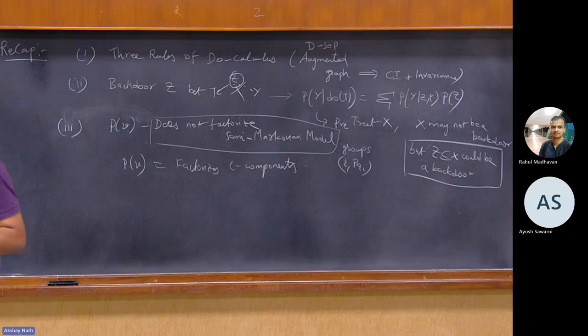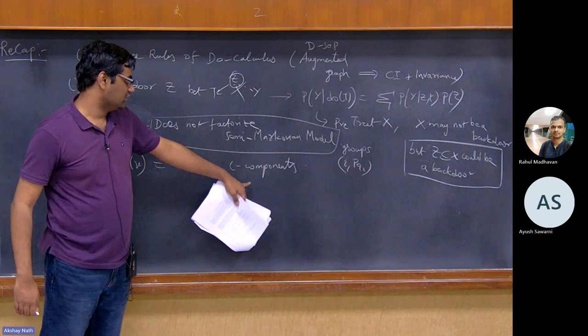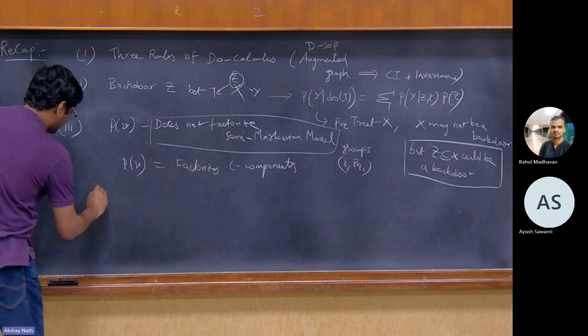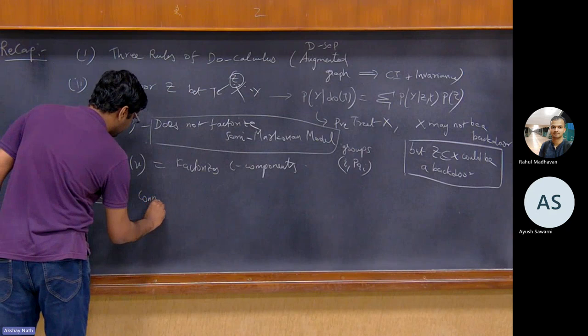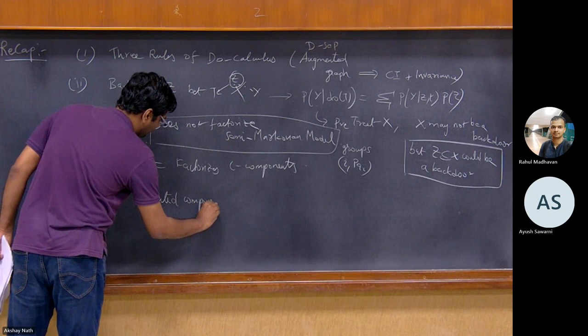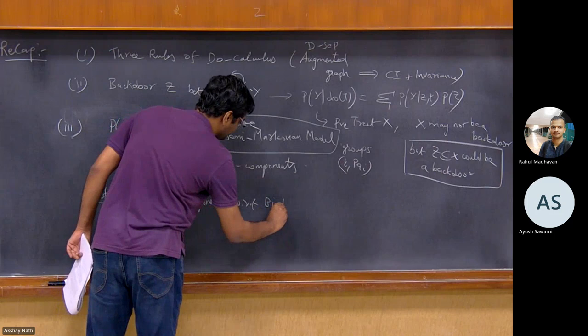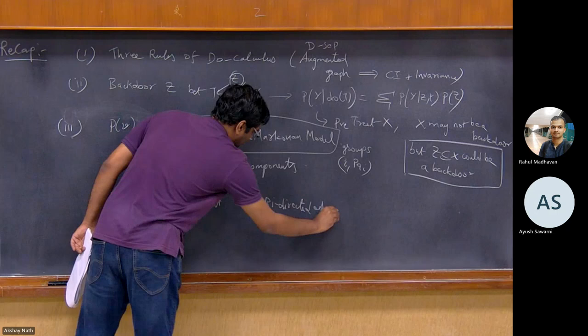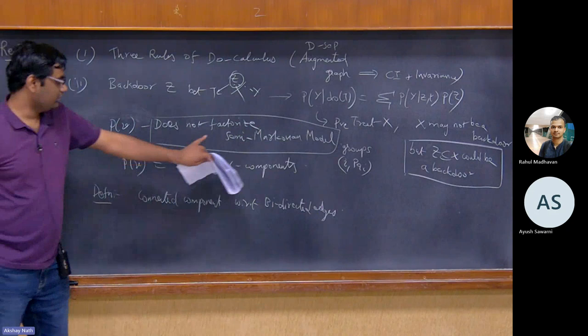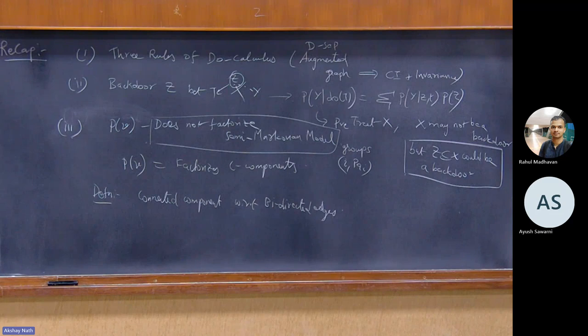Here's some definitions. The definition is simply a connected component with respect to only the bidirectional edges. So let's first define. Suppose S1, S2, ..., SK are the C-components. Q of Si, the factor corresponding to Si, can be written as: you actually marginalize over all latents U, in fact, the latents that basically have children in Si.